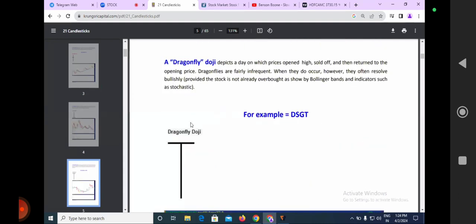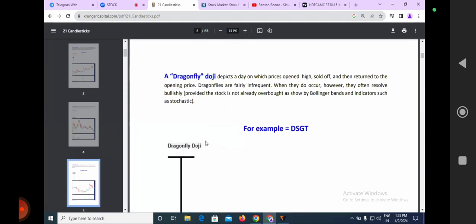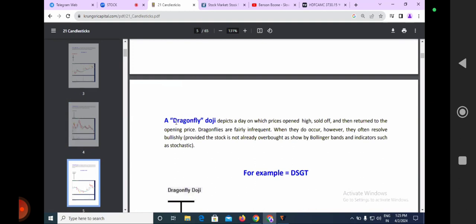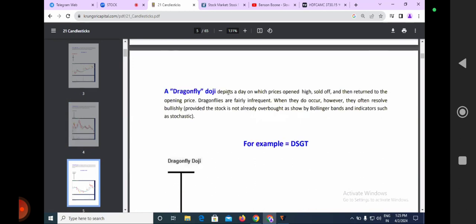Now the next thing is a dragonfly doji. This is how a dragonfly doji will look. This gravestone doji is just the exact opposite of the dragonfly doji. As I told you, the dragonfly doji represents a price that opened high and sold off at the high.